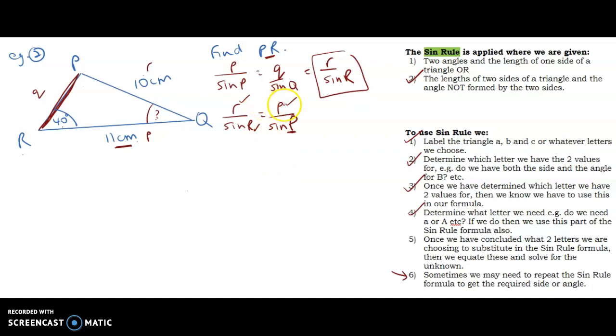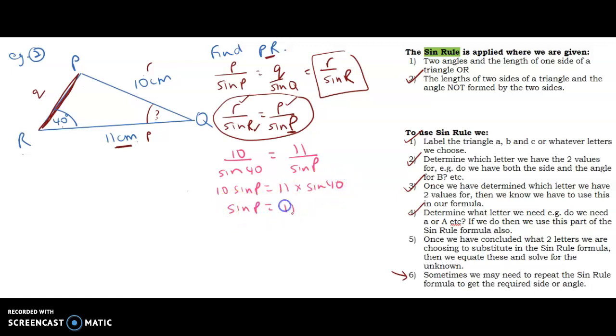So everyone, my first step is this. Now let me continue with that. Small r is 10 over sine of big R. Small p is 11 over sine of big P. Now for this, I'll get 10 times sine P equals 11 times sine 40. Now sine P will be 11 over 10 times sine 40, and then P is simply sine inverse of all of that. That works out to be around 45 degrees. So P, everyone, is 45 degrees.